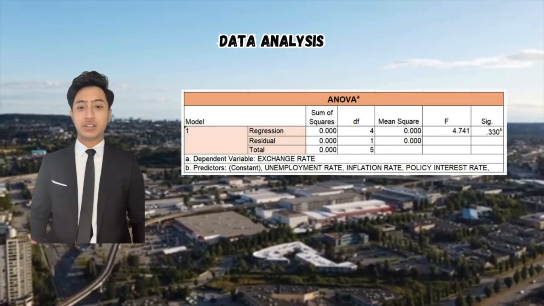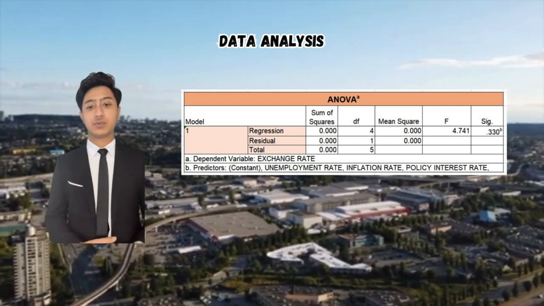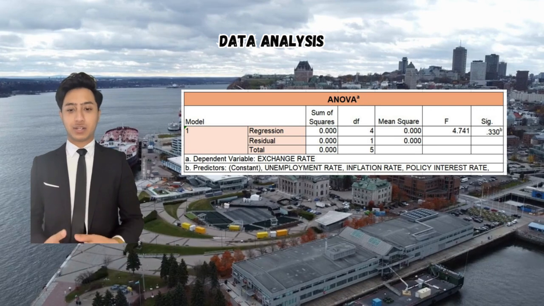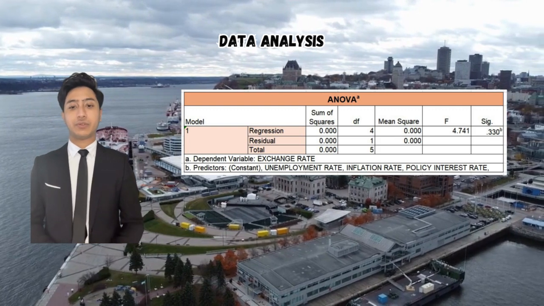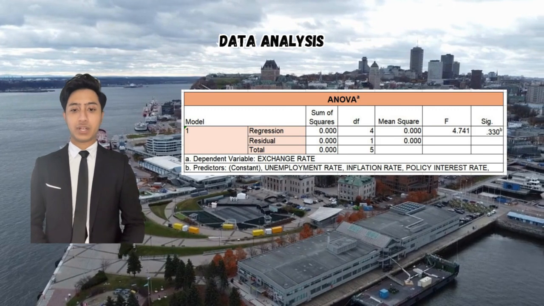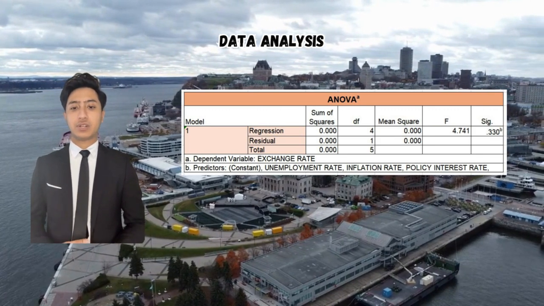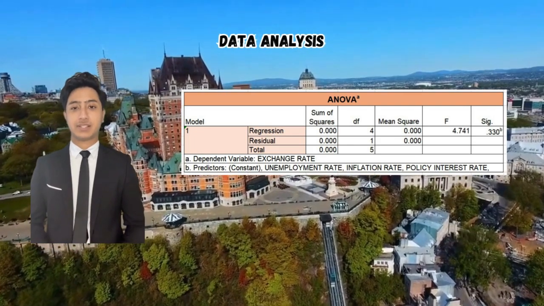The ANOVA table shows both the regression sum of squares and residual sum of squares are 0.000, meaning the model explains no meaningful variability. The F statistic remains 4.741 with a significance of 0.330, confirming the model lacks statistical significance.